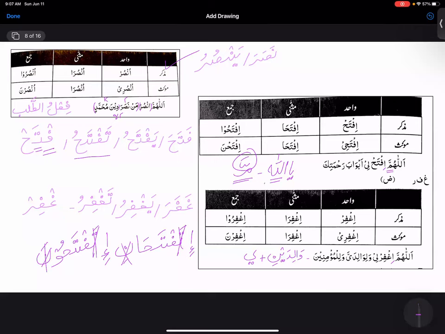Okay, we were doing the irab, right? So Allahumma, we are calling upon Allah, so this is not part of the sentence. The sentence is starting with iftah. So iftah, we are going to say fi'lu talab, and fa'iluhu anta. And then what is this li? Mutaalliq bil-fi'l. And what is abwaba? Maf'ul bihi. Does abwaba have any relation with rahmati?